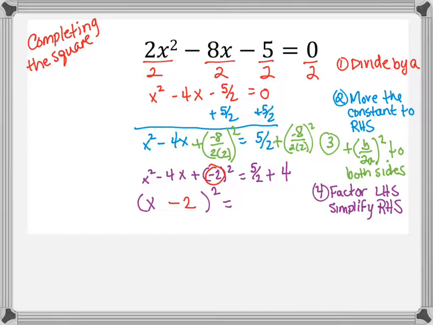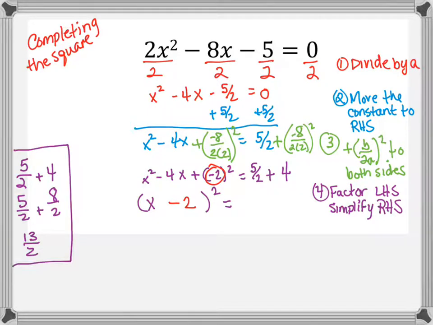So my right-hand side, we're going to simplify. So let's work through this fraction simplification. 5/2 plus 4, I need a common denominator. So 5/2 plus 8/2, because 4 is equivalent to 8/2. Now I have a common denominator, so I can add my numerators. 13/2. So I can put my 13/2 on my right-hand side.